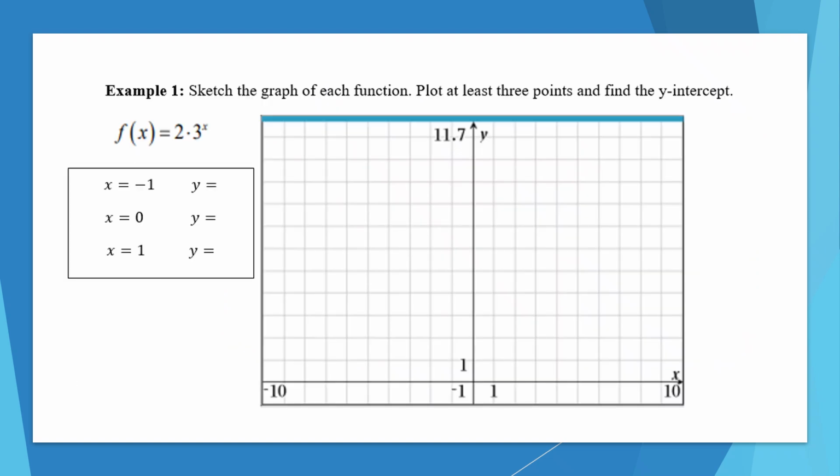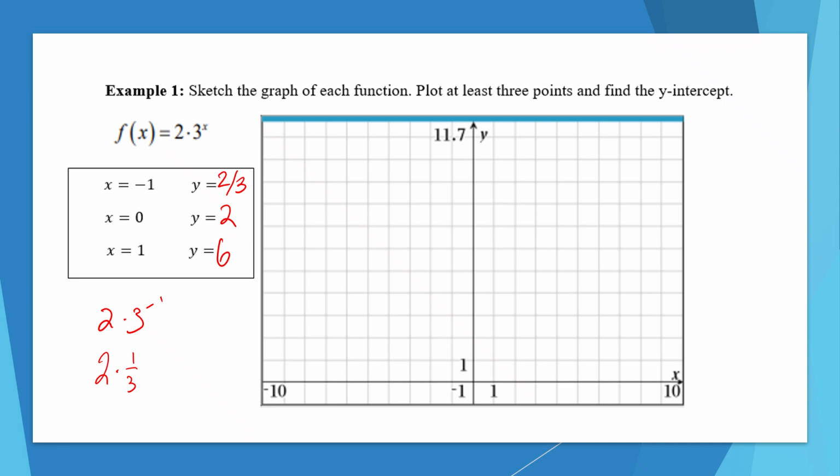And so for example 1, sketch the graph of each function, plot at least 3 points, and then find your y-intercept. So here, if we plug in -1 to this function, 2 times 3 to the negative first, anything to the negative first is just, this is 2 times 1 over 3. So our y value here should be 2/3. At 0, this should be 2. And then at 1, this should be 6.